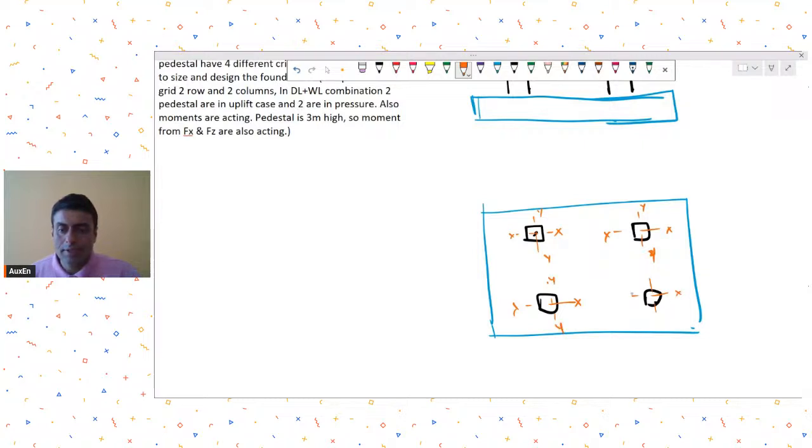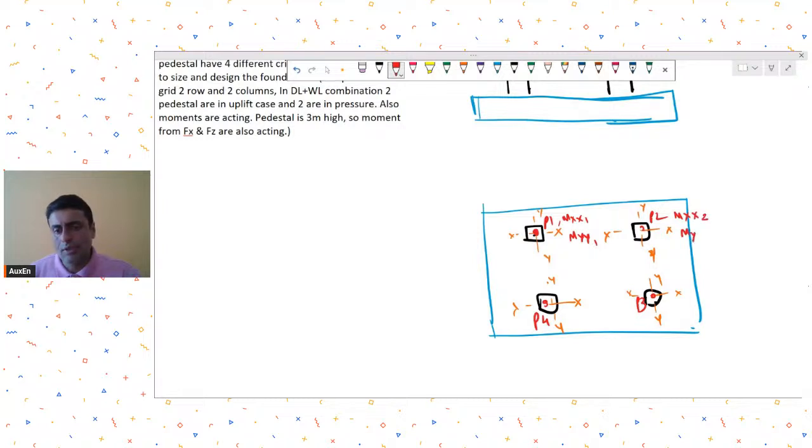So what's happening in this situation? His question is that each of these columns has different loads. He's saying four different critical combinations. I'm just taking a case where all these have four different loads and four different moments. Correct. So how to do such things?